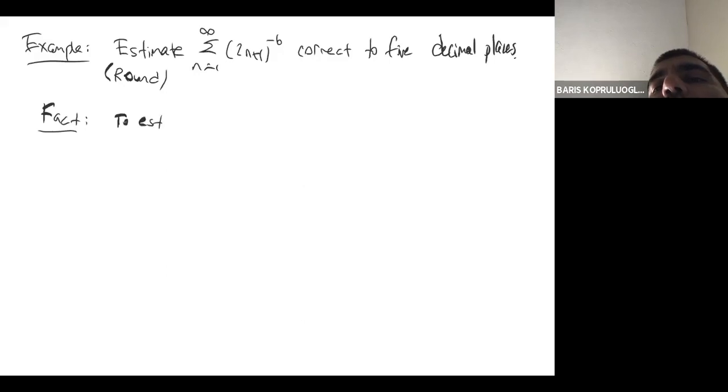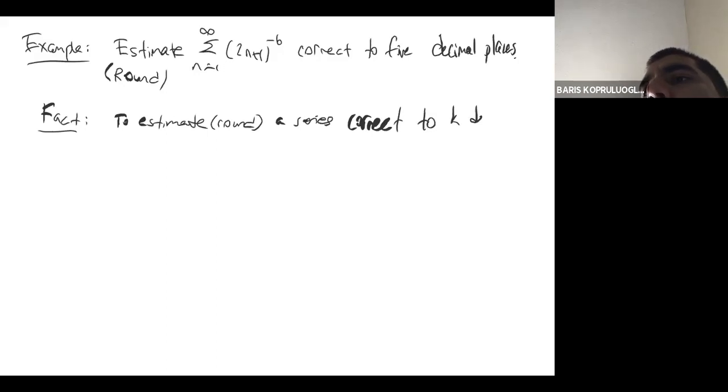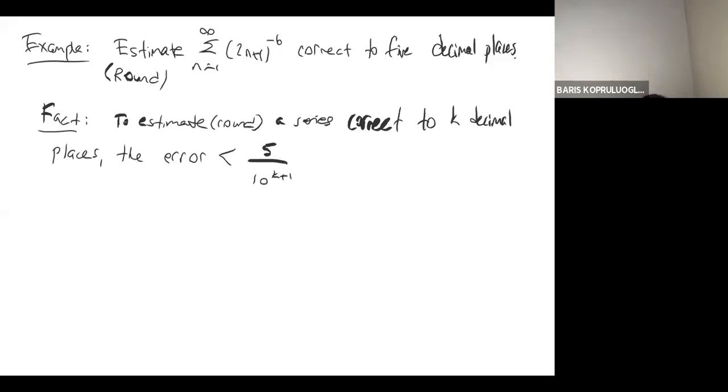To estimate or round a series correct to k decimal places, the error should be less than 5 over 10 to the power of k plus 1. And here is the reason.